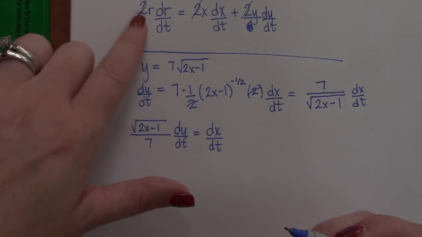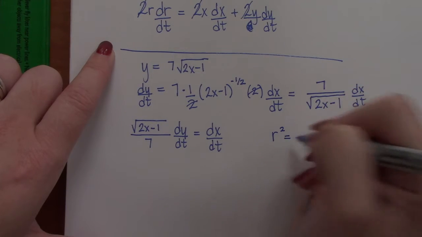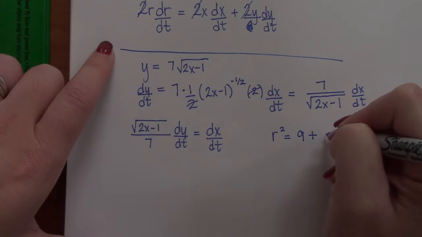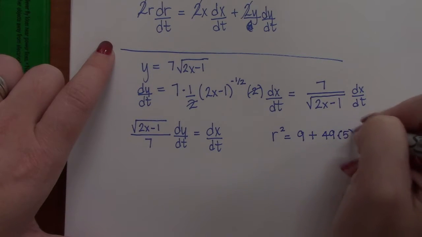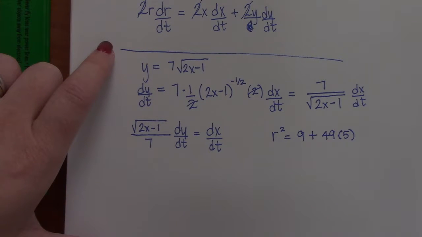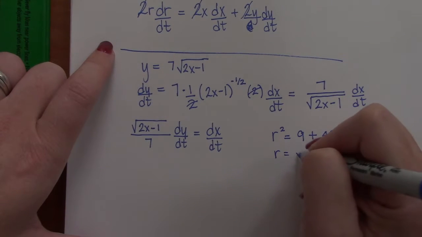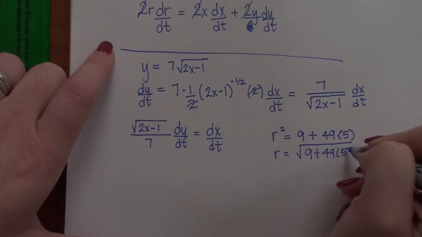I also need to find r. So r squared is x squared, which is 9, plus y squared, which is 49 times 5, because when you square 7 root 5, the 7 squared is 49, and the root 5 squared is 5. So r is the square root of this.